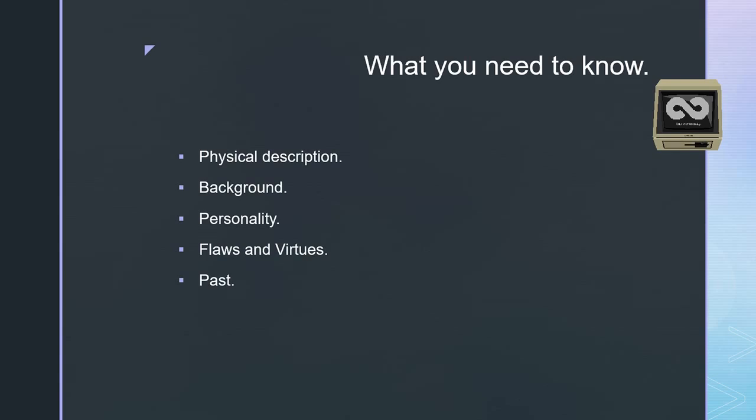And also for other mediums, such as if you're like a pen and paper RPG or something like that, or any sort of video game RPG that allows you to put in your background, even though it might not matter, but for flavor, you might want it. So physical description is first. Background, and we'll get into what these mean in their own slides. Personality, flaws and virtues, and their past. Basic outline of what a character is before you make a character.